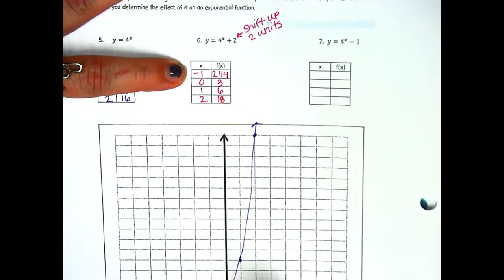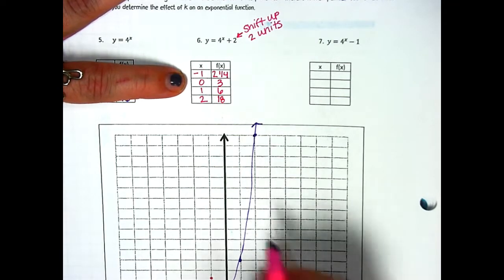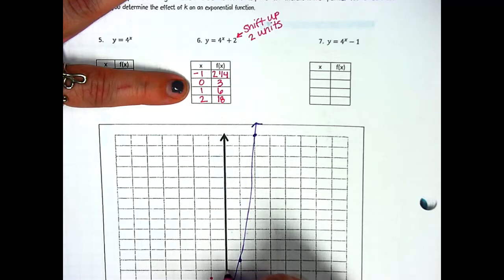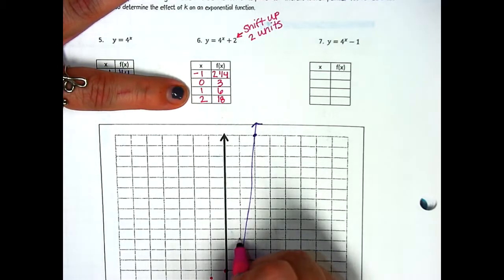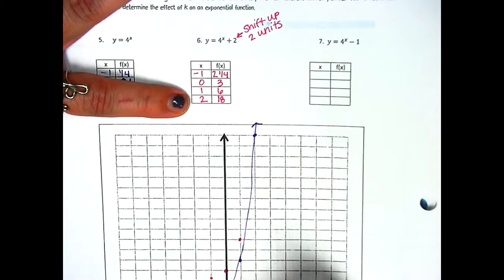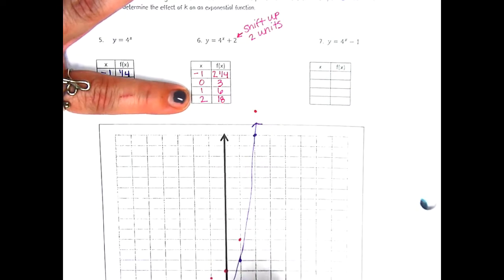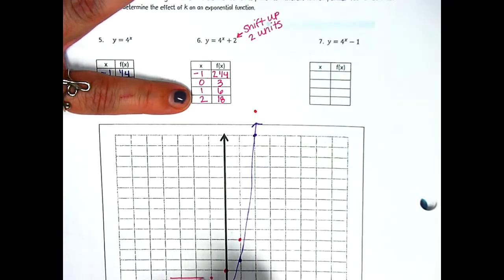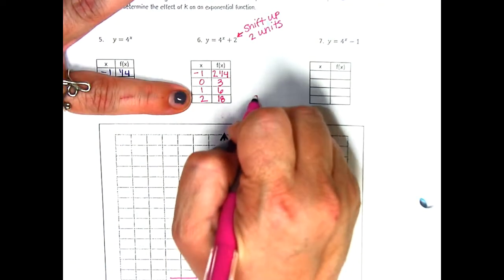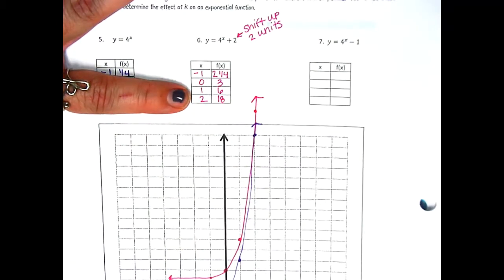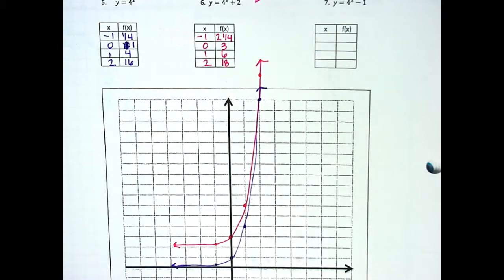So -1, 2 and 1/4, 0, 3, 1, 6, and 2, you kind of have to fake it, 18. Okay, and you can see my whole graph shifted up 2 units.